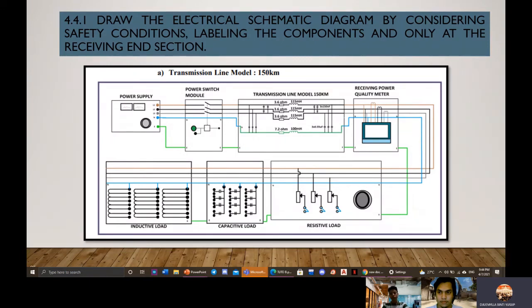So this one is for the schematic diagram. Consider the safety condition, labeling, and components, and only at the receiving end section.